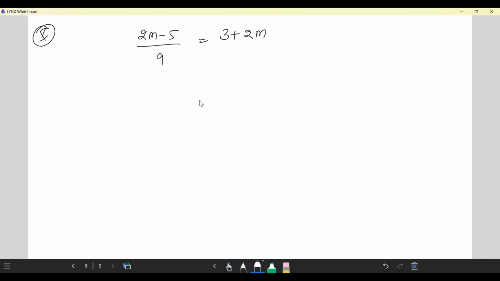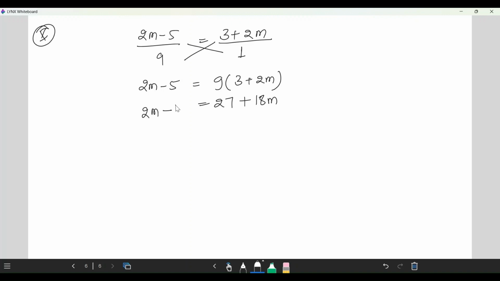Okay. So here we can write 1 in the denominator. We know that we can cross multiply. So 1 multiplied by 2m minus 1, that is 2m minus 1, will remain the same. When I multiply 9 by 3 plus 2m, what do I get? 27 plus 18m. And here what do I get? 2m minus 5. Okay. When 18m is transferred from RHS to LHS, it is 2m minus 18m. And here 27, a negative number will become positive when transferred to RHS. So it is 5.